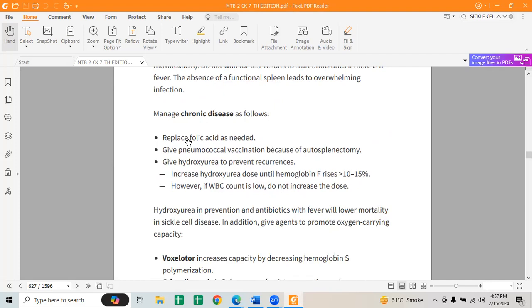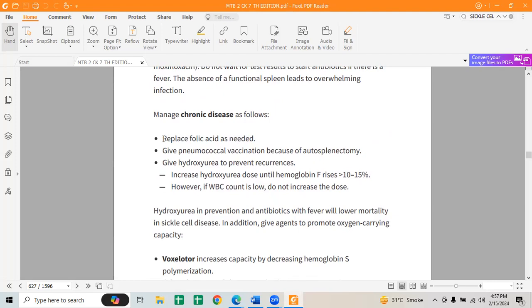And manage the chronic disease: replace folic acid. Number one is what? Folic acid. Am I right? Yes. So replace the folic acid. Give the pneumococcal vaccine. Because of autosplenectomy, you can give all three. Give hydroxyurea to prevent recurrence. See the words, prevent recurrence.